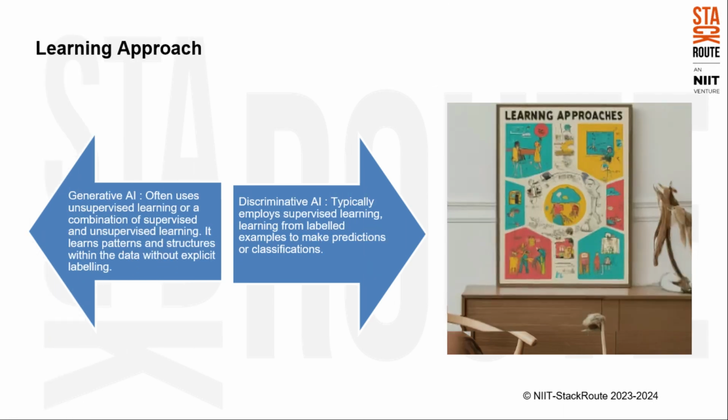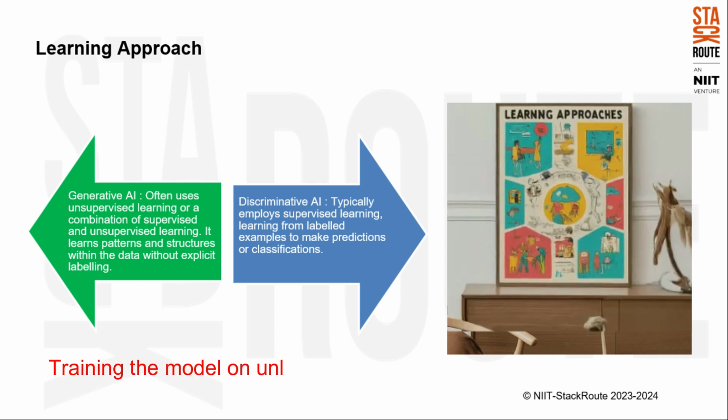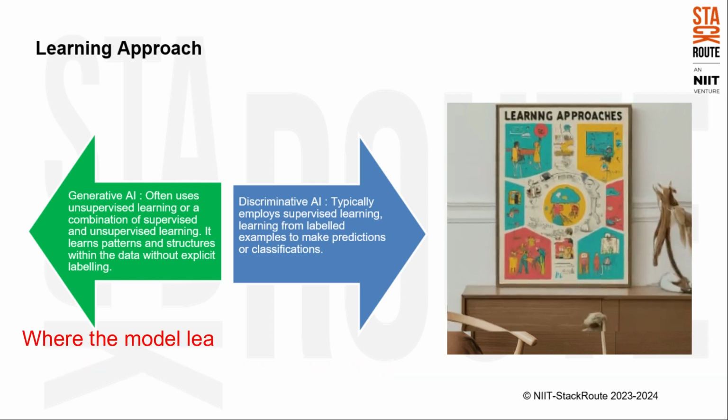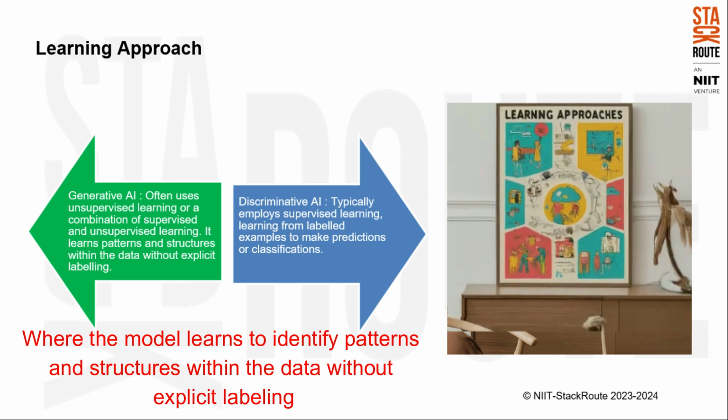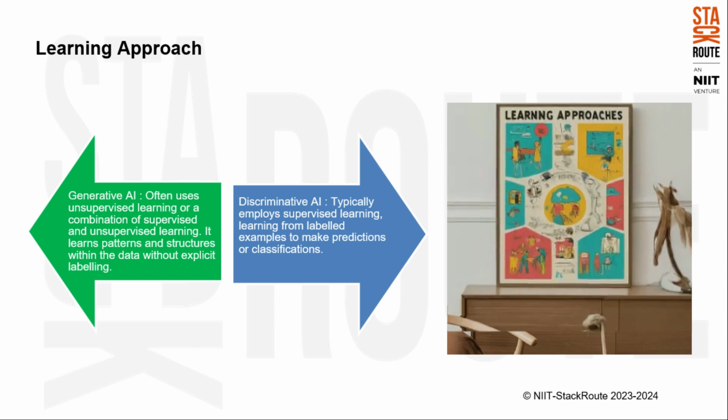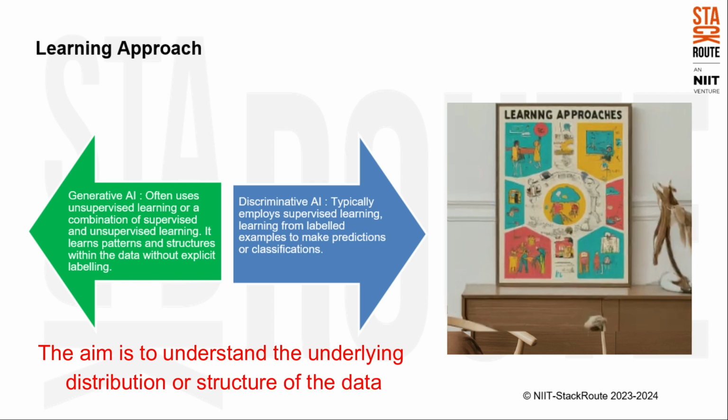The learning approach employed by generative AI and discriminative AI models differs in terms of the techniques and processes used to learn from the available data. Generative AI models often make use of unsupervised learning or a combination of supervised and unsupervised learning approaches. Unsupervised learning involves training the model on unlabeled data, where the model learns to identify patterns and structures within the data without explicit labeling. In unsupervised learning, the aim is to understand the underlying distribution or structure of the data.